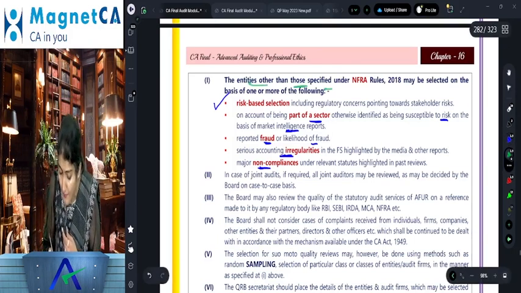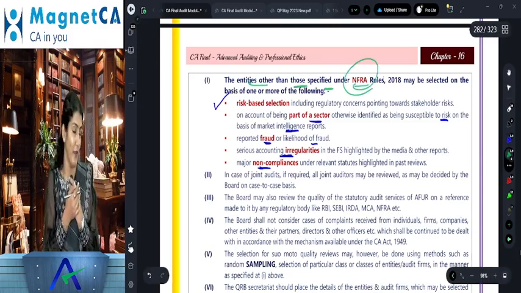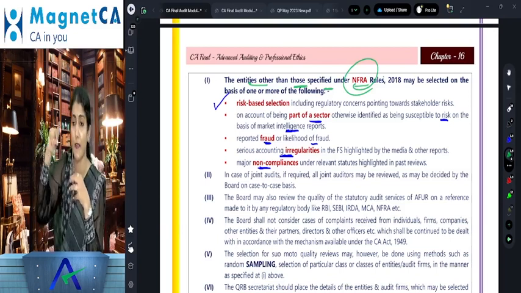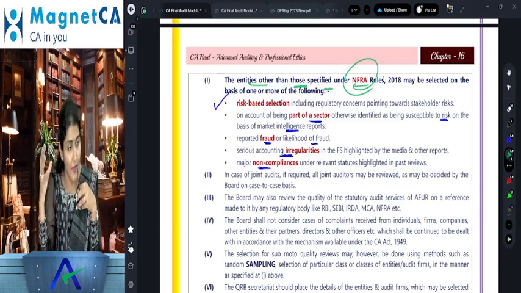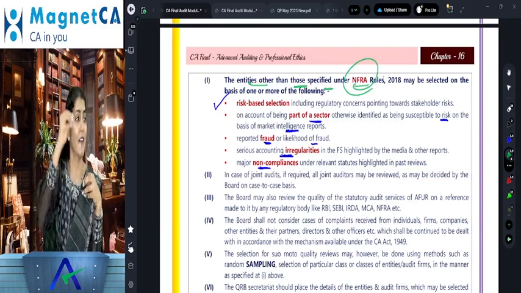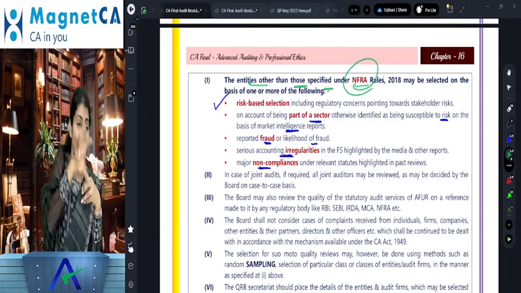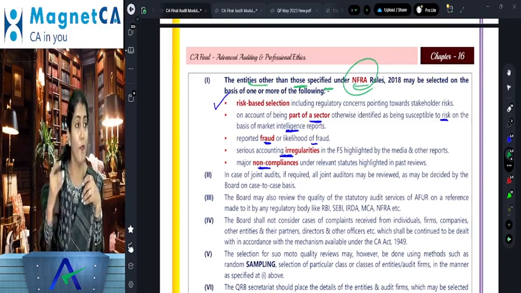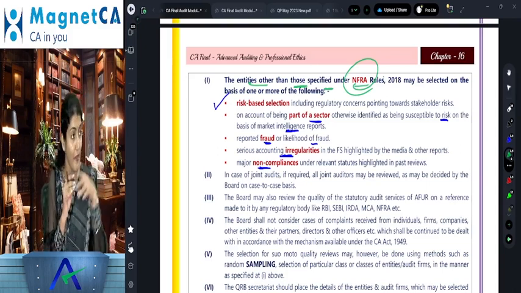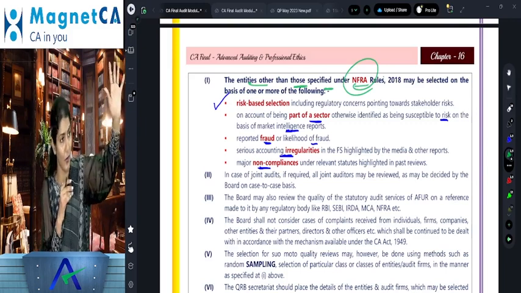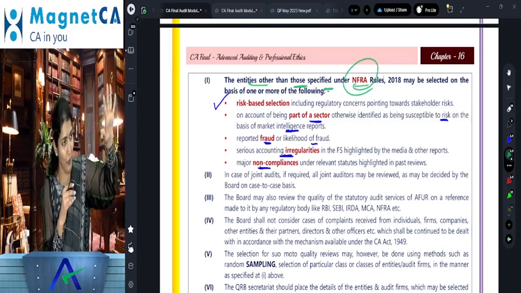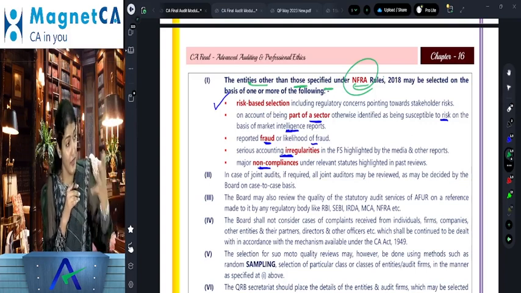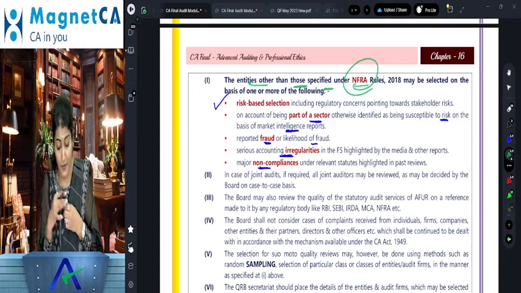Look at the first line over there, very important. Entities other than those specified by NFRA. So one, can NFRA directly make a reference to the QRB? Can this CA firm do quality review? Yes, then those have to be covered under quality review. But other than those, where reference is not made by the NFRA, they would be selected on the following criteria. So if NFRA has said, this firm please do their quality review, will that firm be selected for quality review? 100% yes. But where reference is not made by the NFRA, then it will be selected based on the sectors.